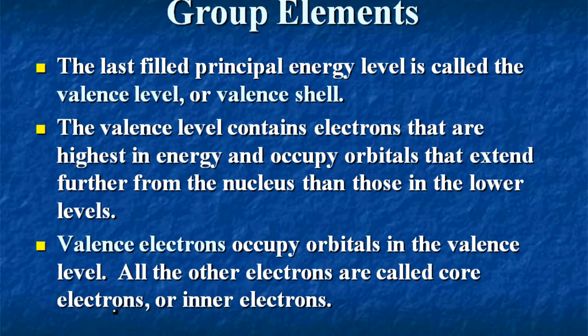The valence electrons, which are on the outer shell of the atom, are responsible for almost all the matter we see with the atom's behavior. They are responsible for everything, the valence electrons.